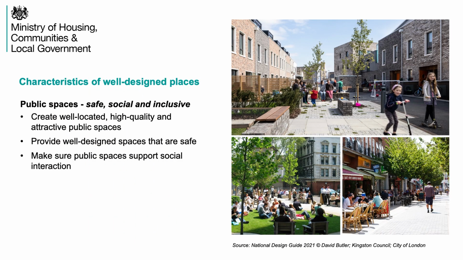Safe, social and inclusive public spaces includes both streets and other public spaces. And that means creating well-located, high-quality and attractive public spaces, open to all, and designed to include a wide range of activities for all their potential users. Providing well-designed spaces that are safe, including buildings around their edges, with active frontages and natural surveillance. And making sure that public spaces support social interaction through their siting, design, and the activities that they support.